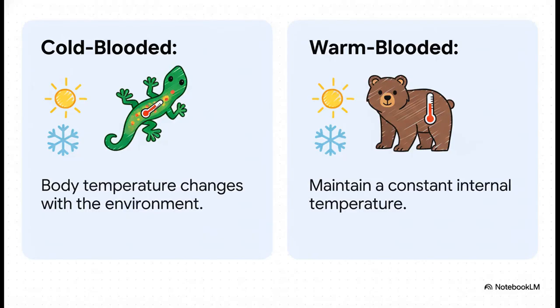Next up, temperature control. Cold-blooded animals let their body temperature just go with the flow of the environment, which saves a ton of energy. On the flip side, warm-blooded animals like birds and mammals burn a huge amount of energy to keep their internal temperature constant. But the big payoff is that they can stay active in a much wider range of climates.